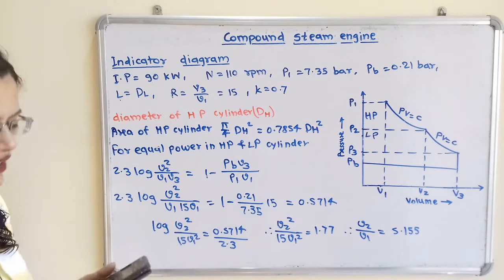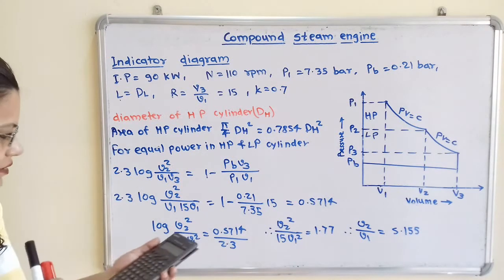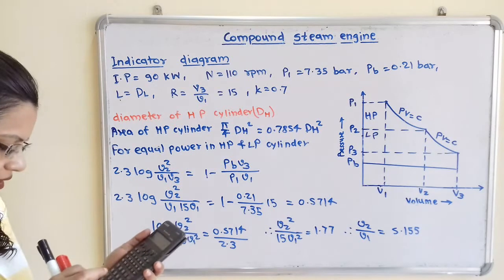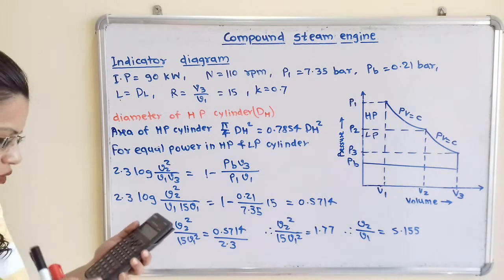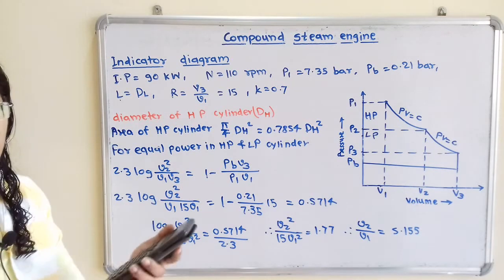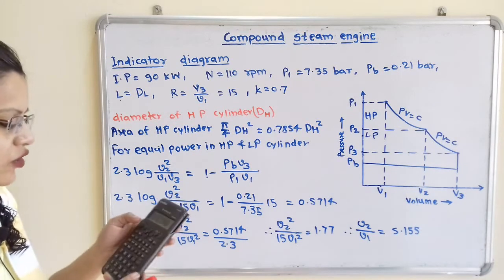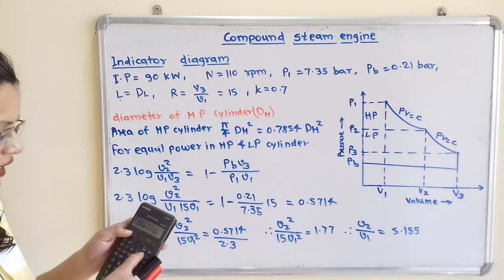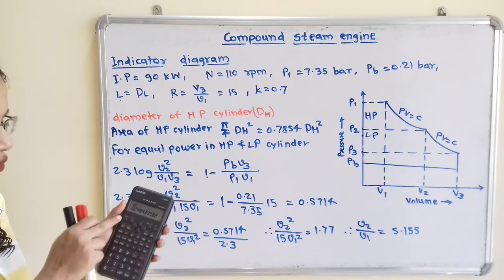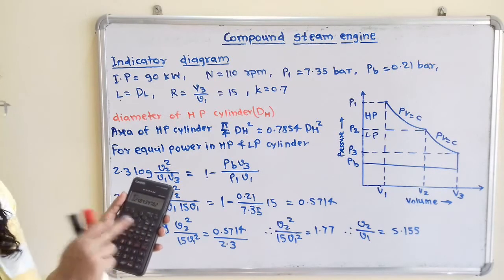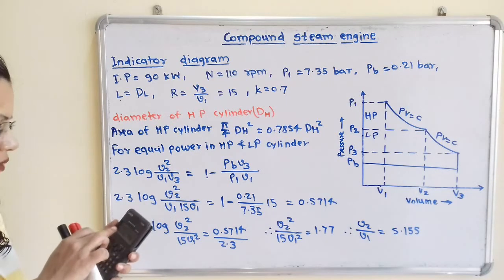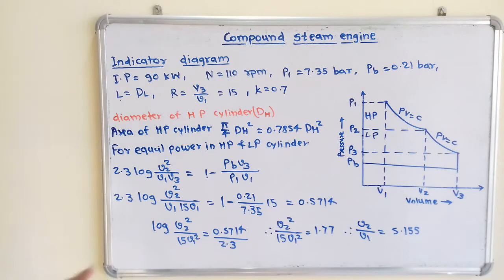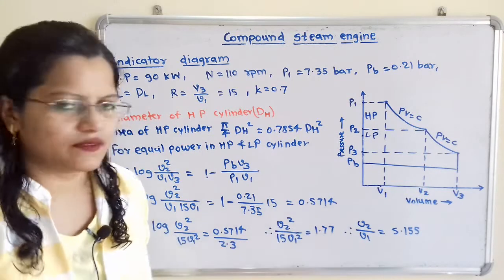And what about the right hand side? 0.5714 divided by 2.3. So answer is 0.2484. Now we have to take anti-log. So we have to take here shift and log, that is anti-log. So we have to press this shift button and log button simultaneously. So what is the answer? That is 1.771. So we have to take here 1.77.